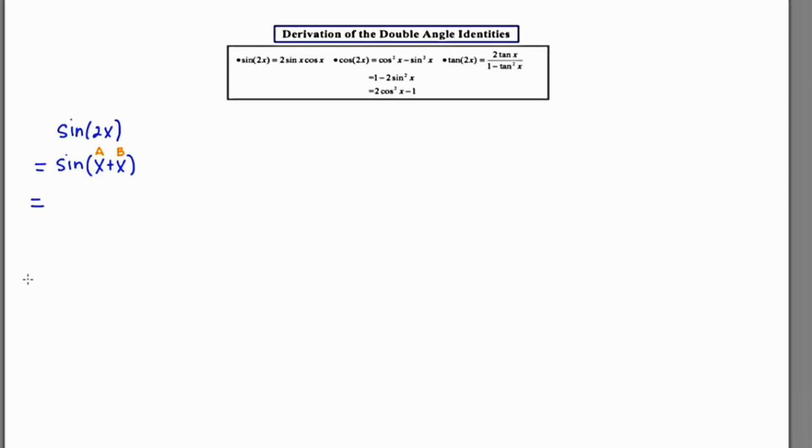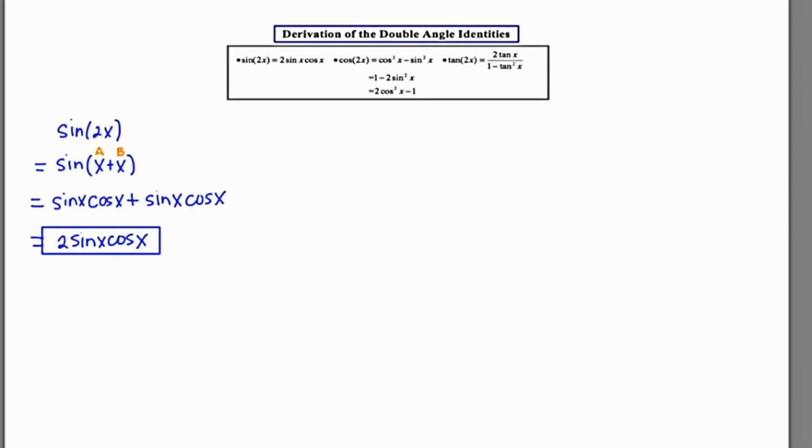And if you recall, the formula is sine of A plus B is the sine of the first times the cosine of the second plus the sine of the second times the cosine of the first. Because these two expressions are exactly the same, we can simply say 2 sine x cosine x. And the derivation is complete.